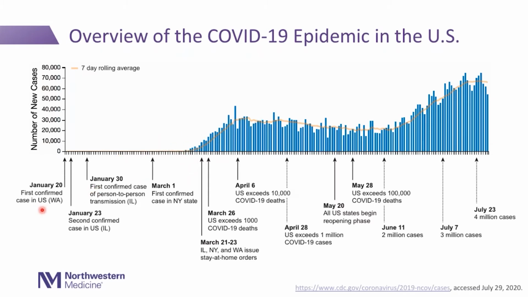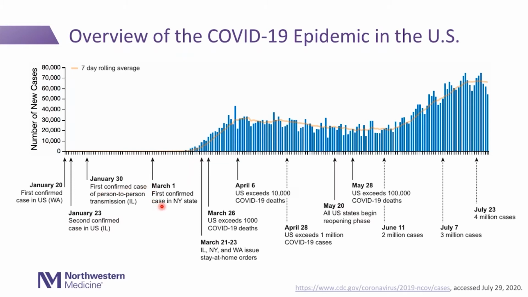Now, the first case in the US was confirmed in Washington State at the end of January, January 20th, with a second case confirmed shortly thereafter here in Illinois on January 23rd. The first person-to-person transmission case was confirmed on January 30th, when the individual passed the virus to their partner here in Illinois.